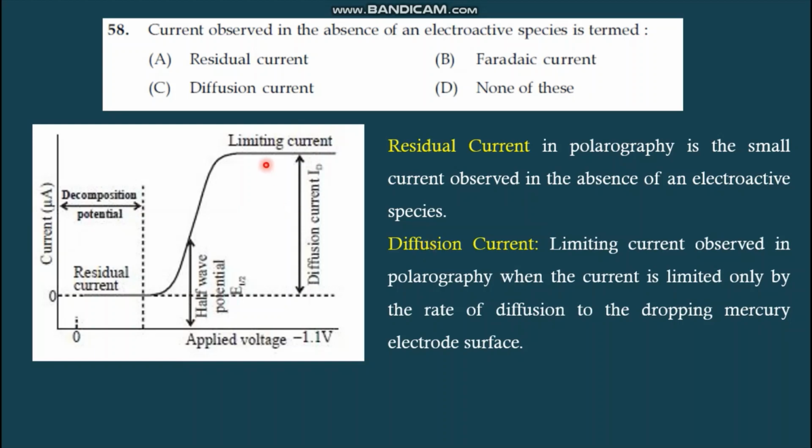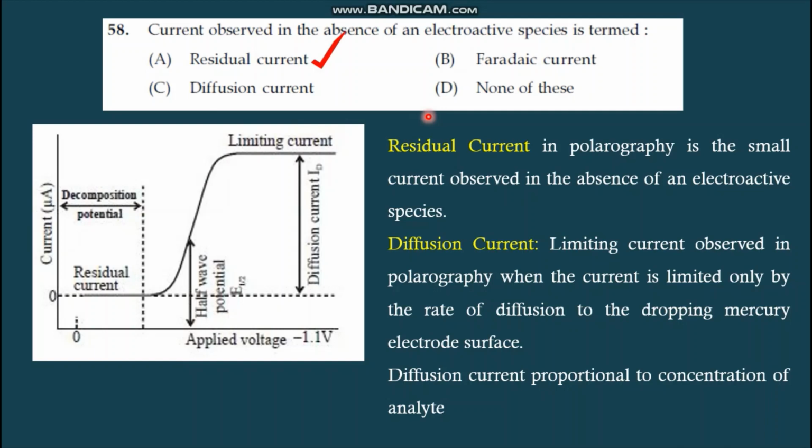And diffusion current is the limiting current when the current is limited only by the rate of diffusion to the dropping mercury electrode surface, and that is proportional to the concentration of analyte. And now our answer is residual current, and this is the half-wave potential. When the current is just half, then the applied voltage is termed as half-wave potential.